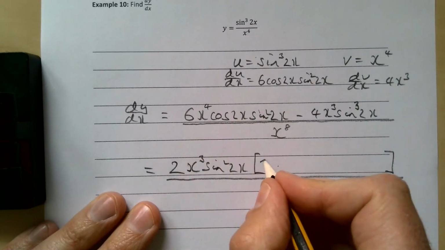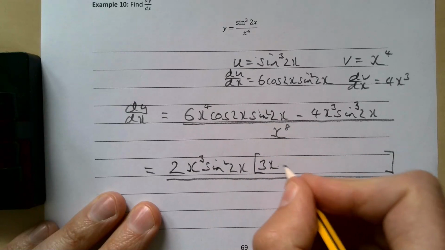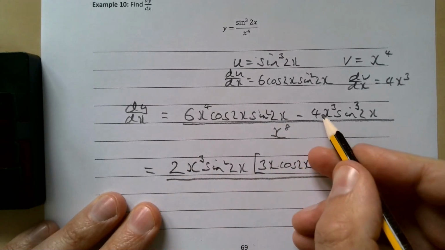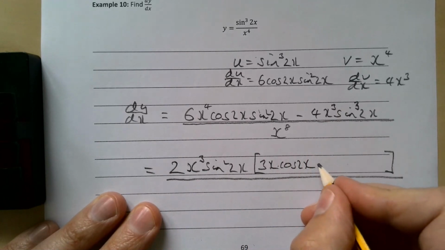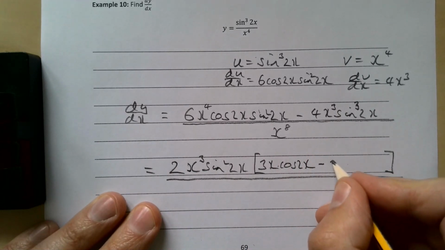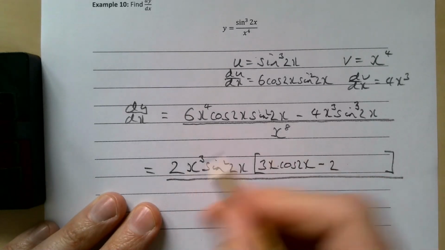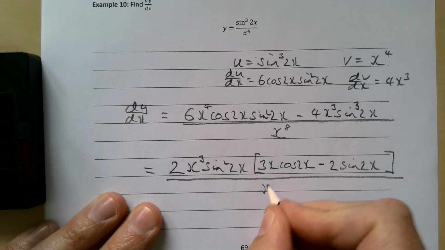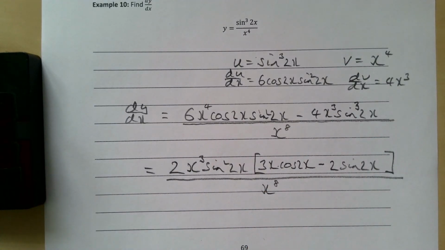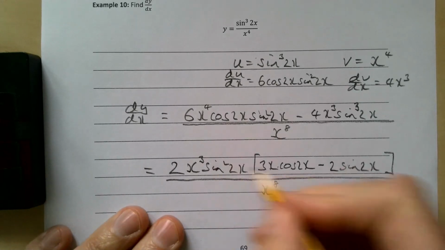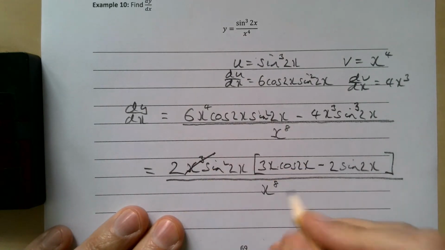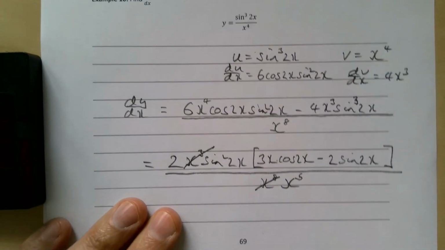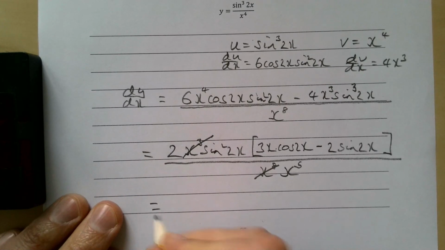So it's going to be 3x cos 2x. This times what is going to give me this. So it's going to be 2. The x cubed is already there, and then it's just going to be sine 2x. That's all over x to the power of 8. One more line and we should be there. There's an x cubed here, which is going to go with that, and that gives us an x then to the power of 5.